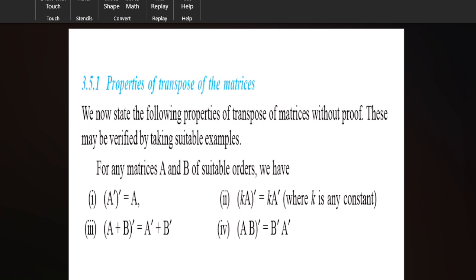Then the properties say, just as we have discussed, A dash dash equals A. The transpose of the transpose of a matrix is the matrix itself. K into A dash is K into A dash. A plus B dash equals A dash plus B dash. AB dash equals B dash into A dash.